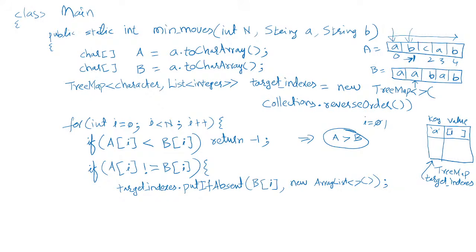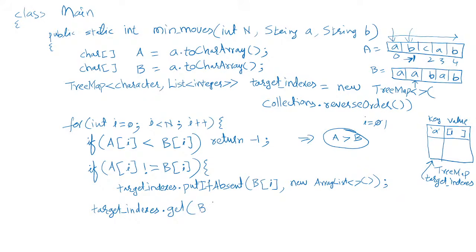So how can you add to this array list? If the key is not present, then only create the empty list. Otherwise, you directly add the index. That means after the if statement you should write target_indexes dot, and now you have to get this value here. For that you have a function called get, and you pass the key as an argument.